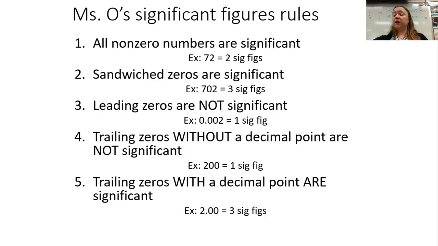Then trailing zeros with a decimal point. Now be careful with this definition. This does not mean zeros after the decimal point. It could be, but if we are talking something like 0.002, those are leading zeros. But trailing zeros come after non-zero numbers. So trailing zeros with a decimal point are significant. So that's a basic rundown of the significant figures rules.